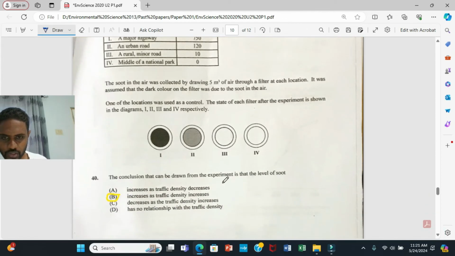The conclusion that can be drawn from the experiment is that the level of soot, B, increases as traffic density increases, and you can see that from the diagram.